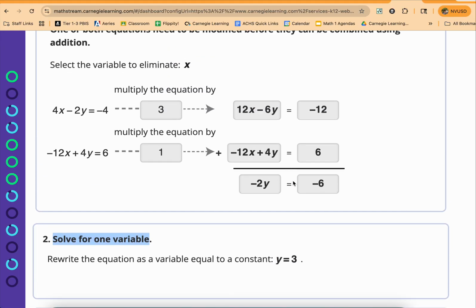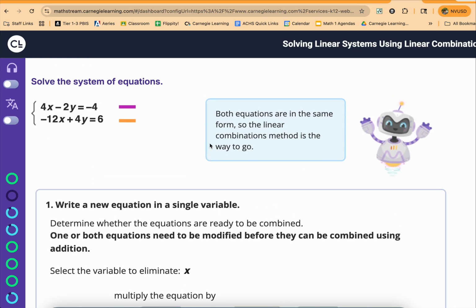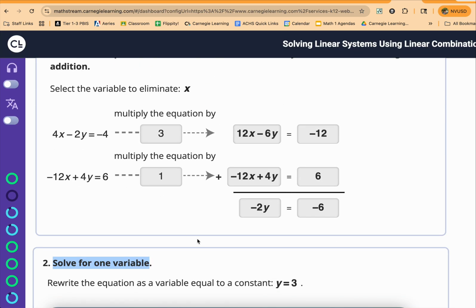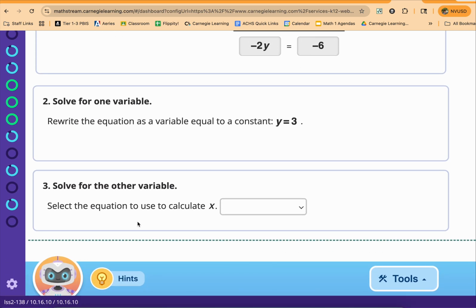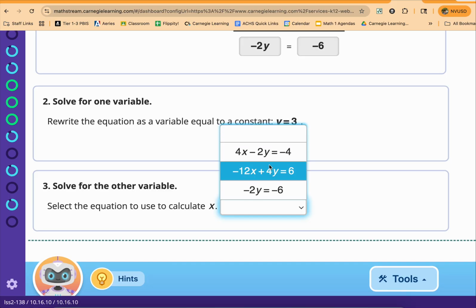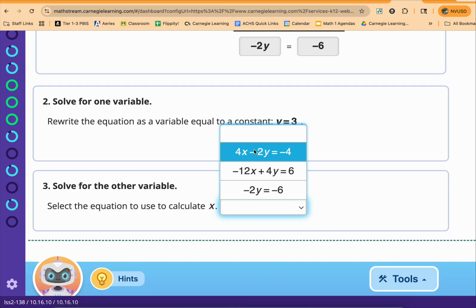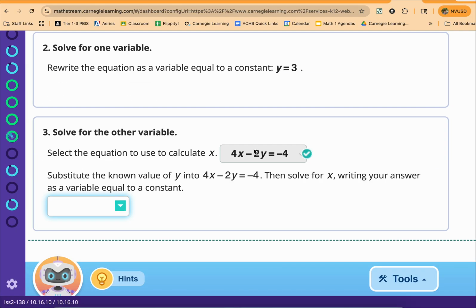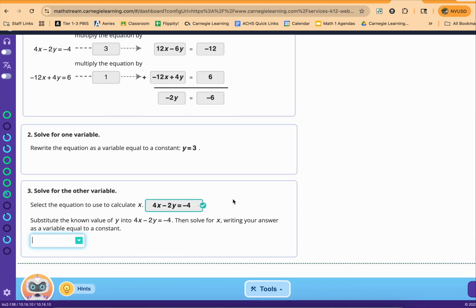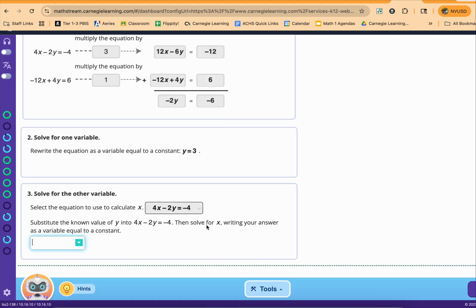So you guys get to choose whatever equation you want to plug it into. Down here, it's just asking you, hey, select the equation that you're going to use to calculate x. Do you want to do the original top, the original bottom, and then, surprise, you can't plug it into here because there is no x, so don't choose that one. But I'm just going to choose the top one because the numbers look a little smaller to me. Now here's the best part. If I zoom out, it says substitute the known value of y and then solve for x.